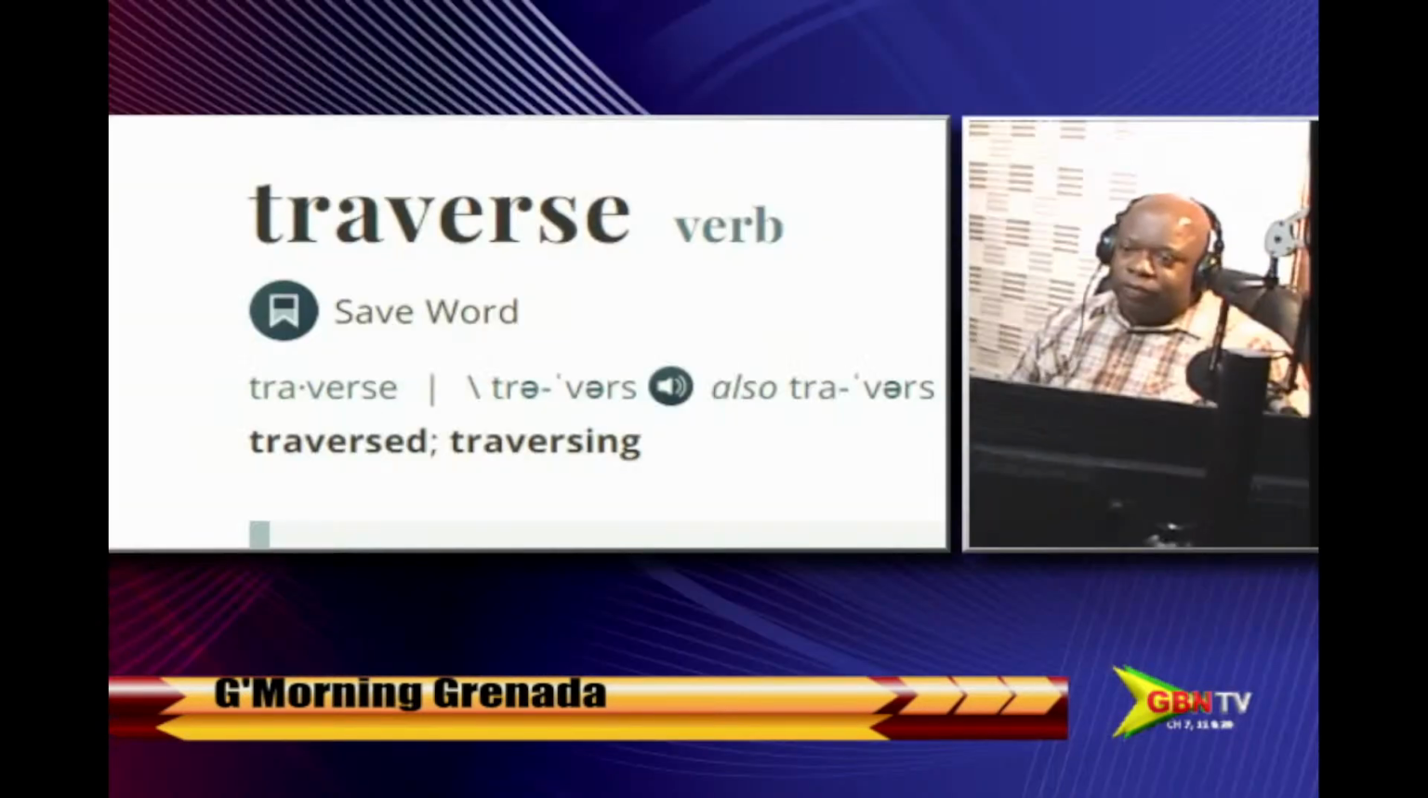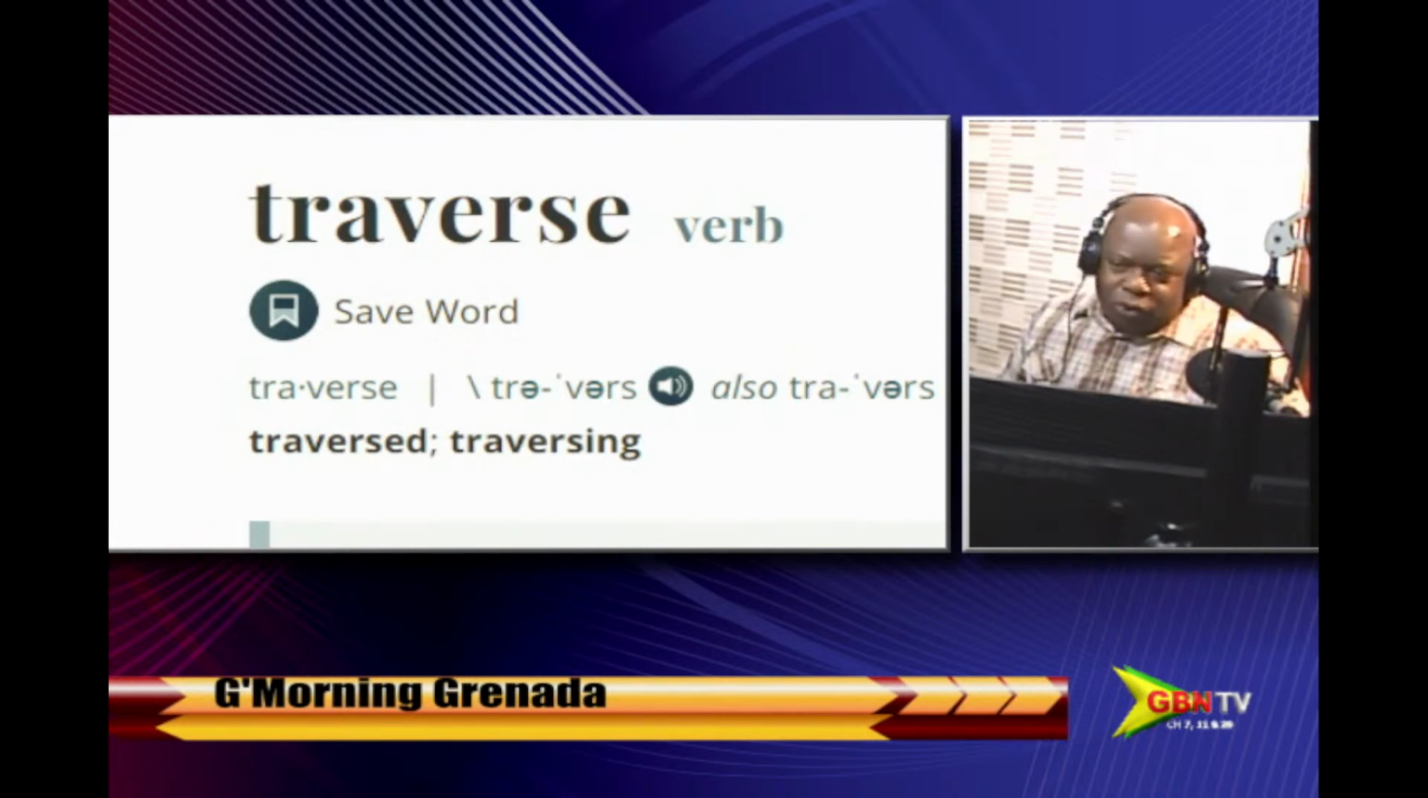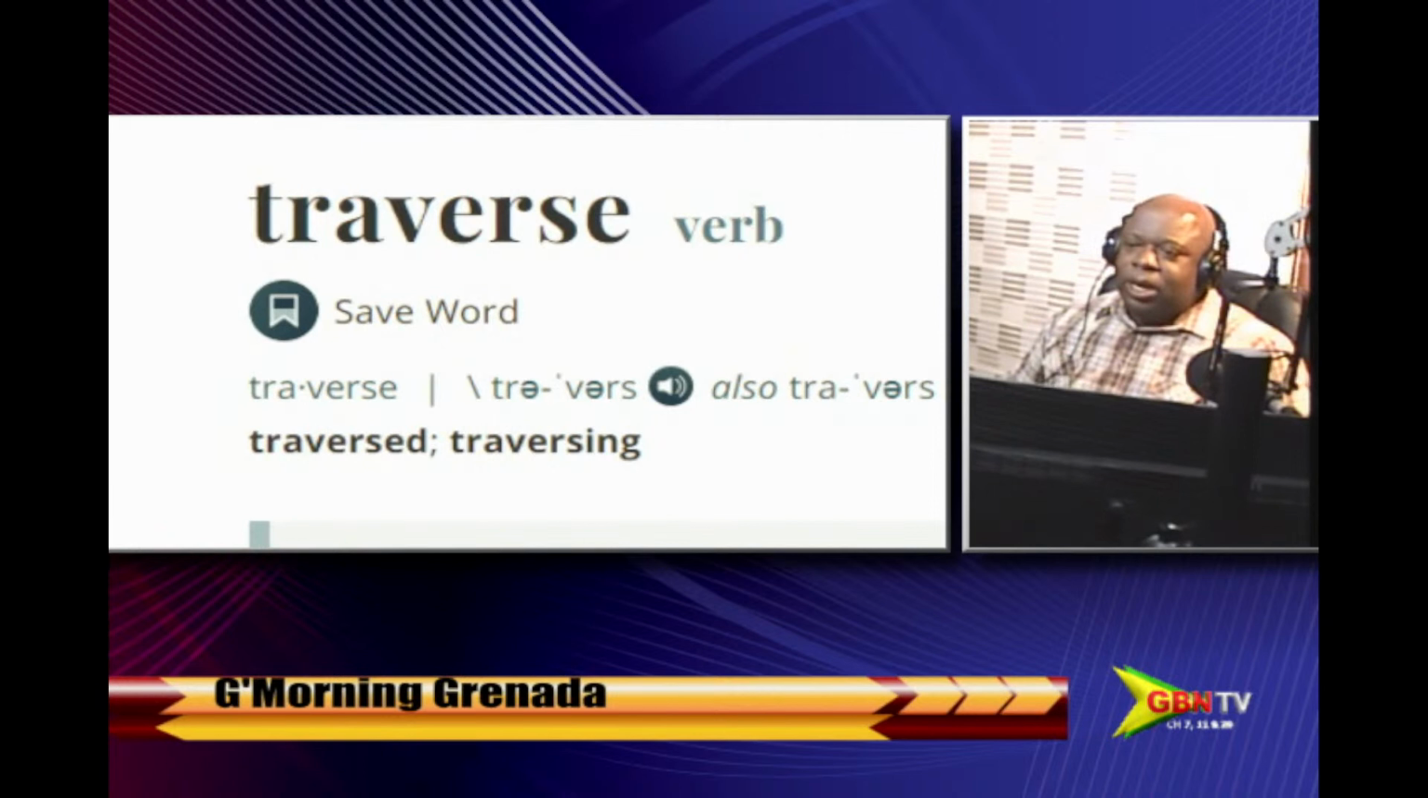Well, where are we going to start this morning? We're going to start with the word of the day. And the word of the day is traverse. Traverse is a verb, and a verb is an action word. The word for the day, traverse, is spelled T-R-A-V-E-R-S-E.